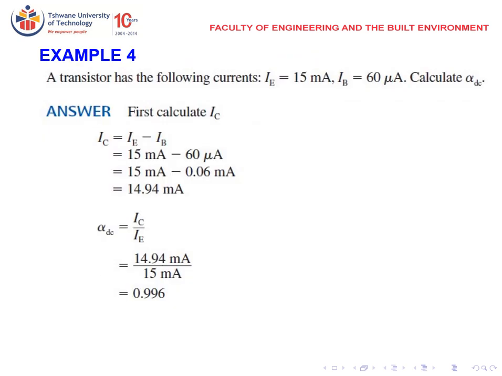Number 4, a transistor has the following currents. IE is equal to 15 milliamperes. IB is 60 microamperes. Calculate alpha DC. Firstly, we need to calculate IC. So IC will be equal to IE minus IB. It gives us 14.98 milliamperes. Then alpha DC will be IC divided by IE. So here it gives us 0.996. Why? Because we have a very small IB value, which is 60 microamperes.